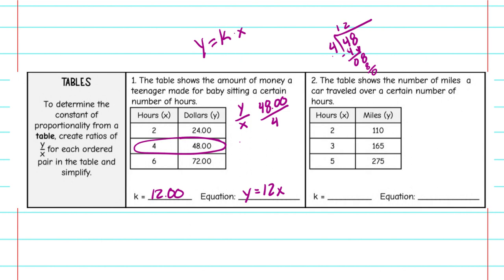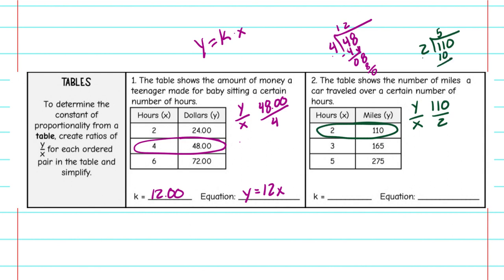Now, number 2. The table shows the number of miles a car traveled over a certain number of hours. So we can just pick any part of that. Remember, we have y over x, so I have 110 over 2. 2 goes into 110. I don't know how many times, so let's figure this out. 2 can't go into 1. 2 can go into 11. It'll go in 5 times.